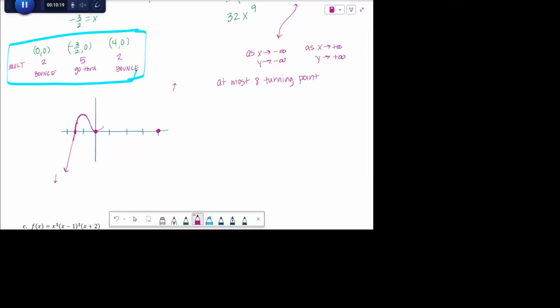And then we've got to get over to 4 over here. The multiplicity here is also 2, so it's going to bounce off the axis here. So I think my graph, I don't know where this turning point is, but it's going to be somewhere. Again, later in calculus, we learn how to figure out where that turning point is. But this is what our graph is going to look like roughly.